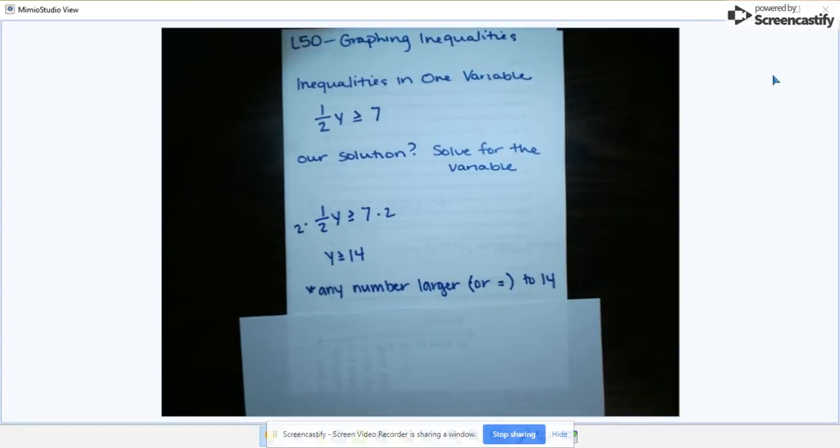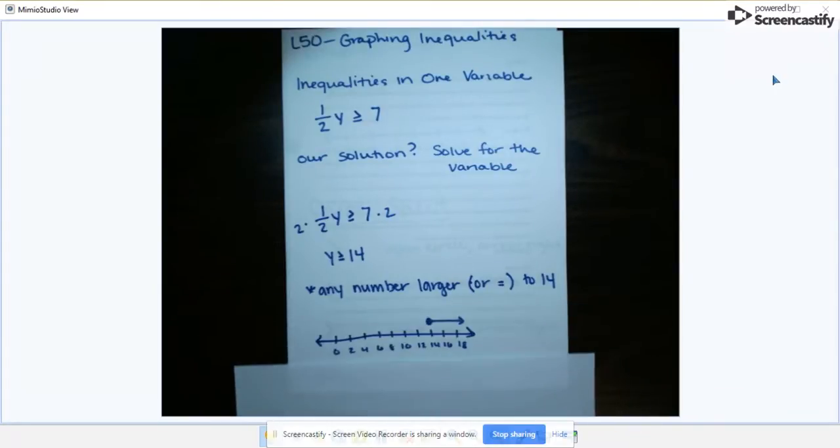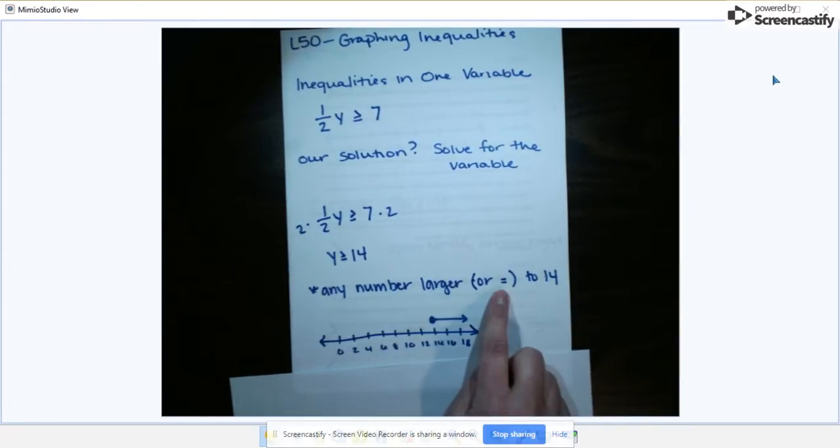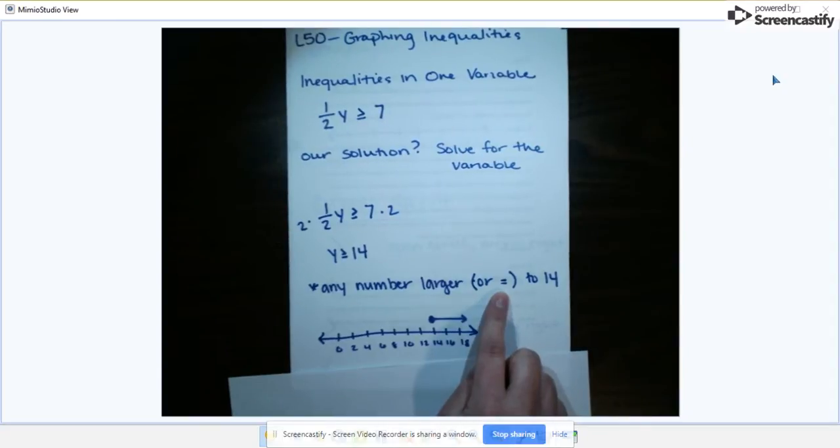It reads y is greater than or equal to 14, and that means that any number that is bigger than 14 will satisfy our inequality. And then graphing it, we're going to use a number line. So graphically, this is what our answer would look like. Now, it's really important to notice that our dot above 14 is filled in. That means that it could be equal to 14.